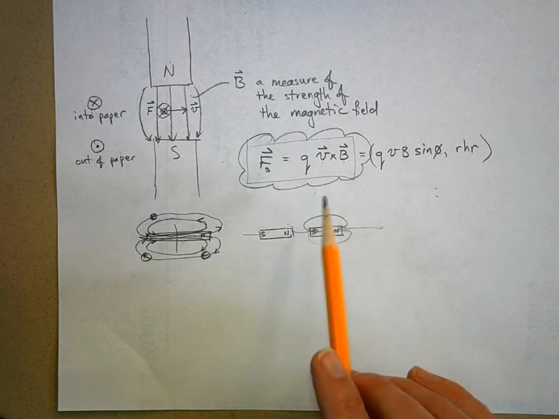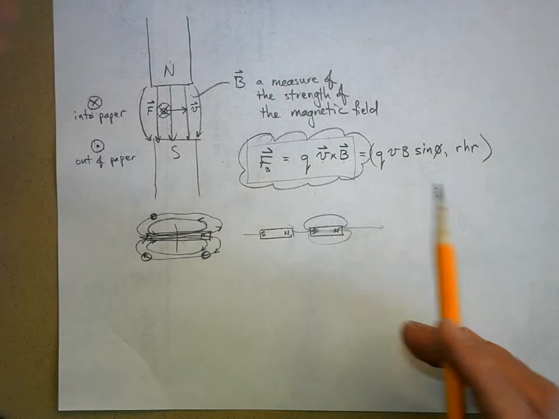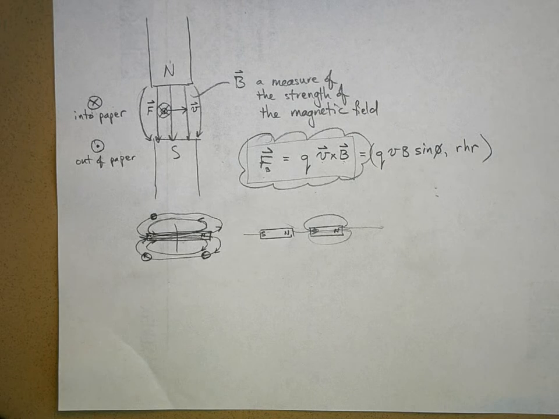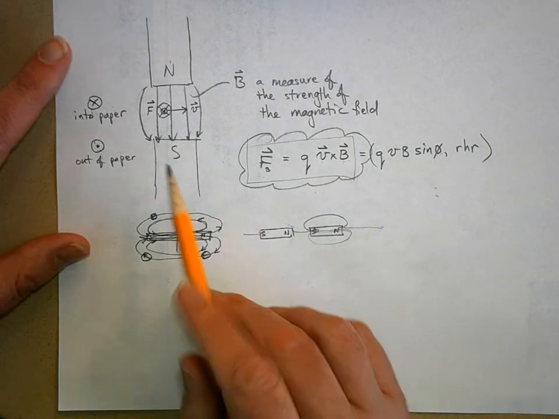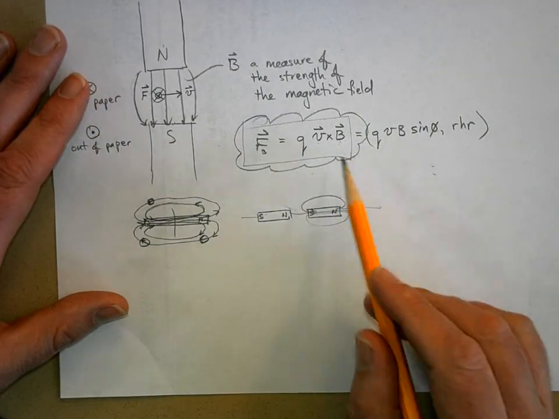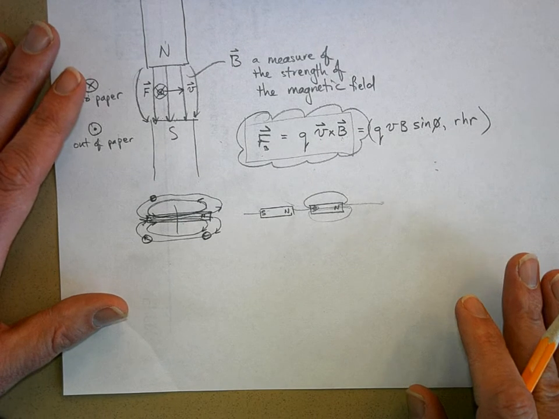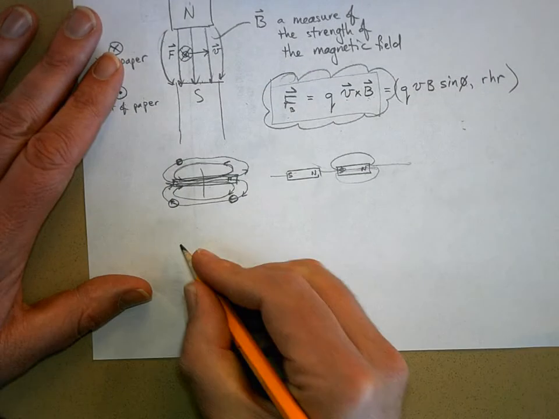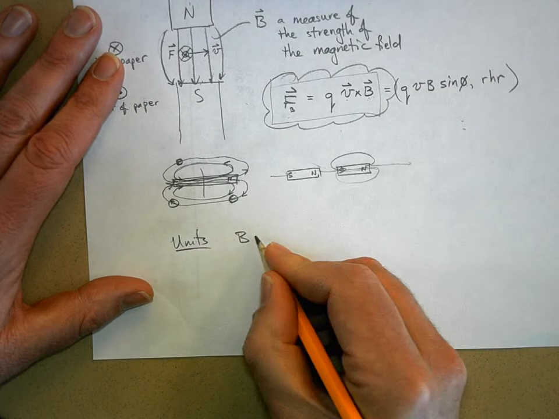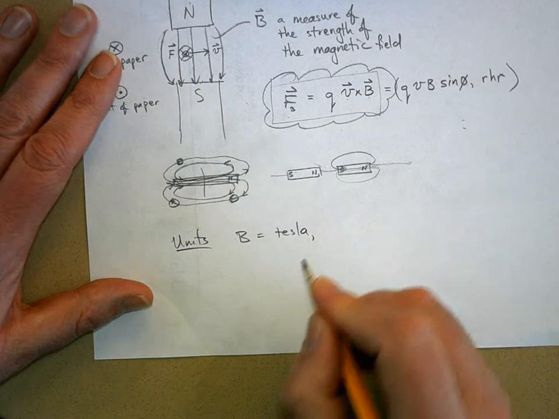Now, let's talk about units. With electric field, we just used newtons per coulomb or volts per meter. We didn't have a name, but we do have a name for the strength of the magnetic field. It's called a Tesla. So magnetic field strength, let's talk about units. B has units of Teslas. And we use a capital T.